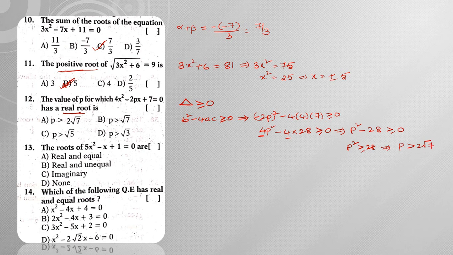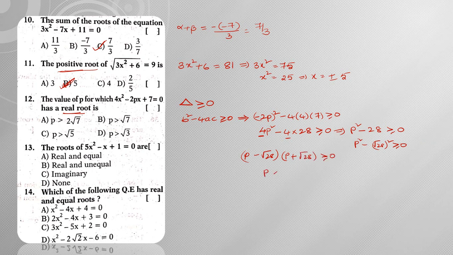So root 28 can be written as, so p square minus 28 is greater than or equal to 0. So in the actual process, p square minus 28 can be written as p square minus root 28 whole square is greater than or equal to 0. So whenever you are having greater than or equal to 0, sorry, not p square, it is p minus root 28 into p plus root 28 greater than or equal to 0.